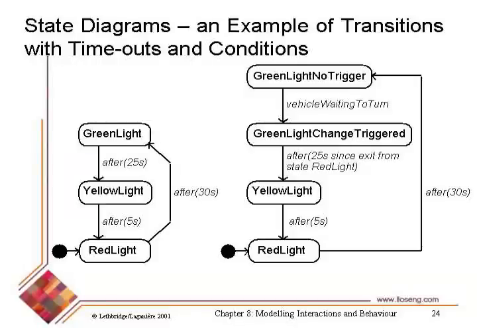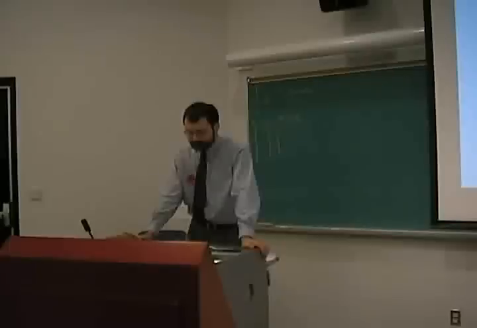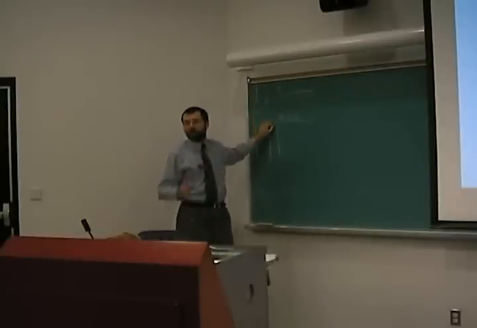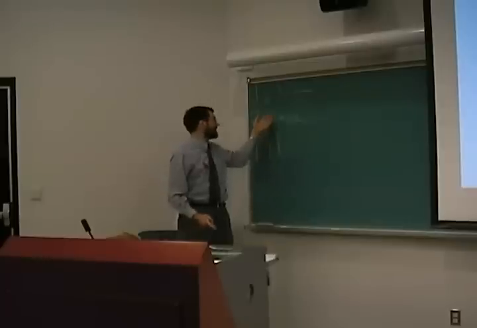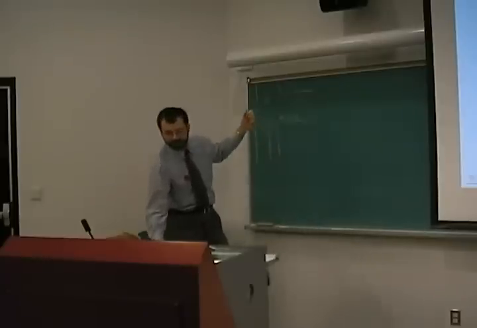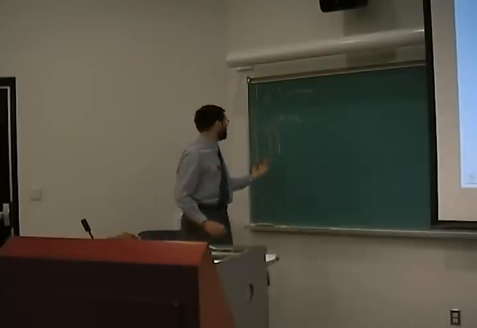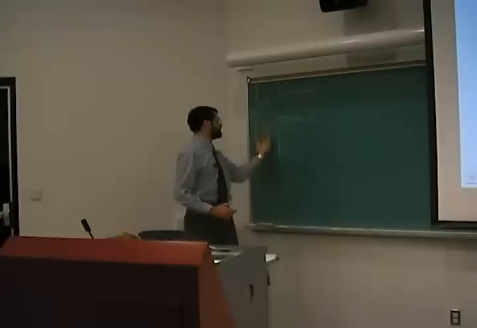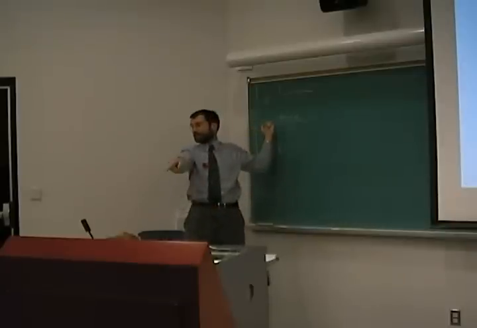What I'm saying here is that if a car shows up immediately upon, let's say that this light here has been green, so this has been red for a long time. What would happen with this system is that as soon as I get here, I would immediately jump, vehicle waiting to turn, green light change triggered, immediately jump to yellow light. So as long as traffic's been flowing for 25 seconds, any car showing up here would immediately cause trigger to yellow. That's the way this diagram says.